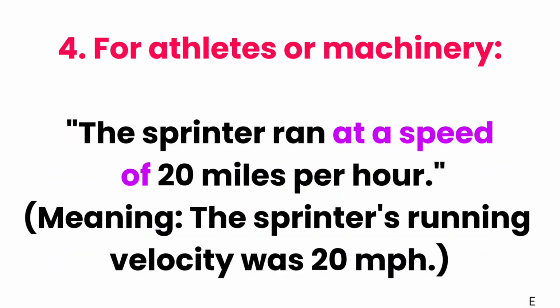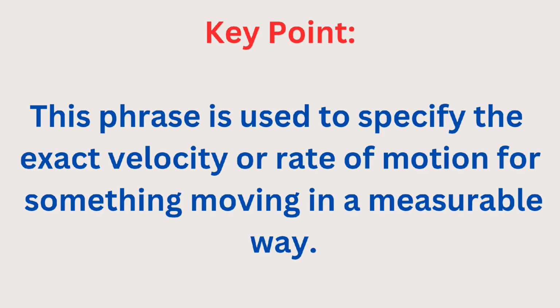4. For athletes or machinery. The sprinter ran at a speed of 20 miles per hour. Meaning, the sprinter's running velocity was 20 miles per hour. Key point: this phrase is used to specify the exact velocity or rate of motion for something moving in a measurable way.